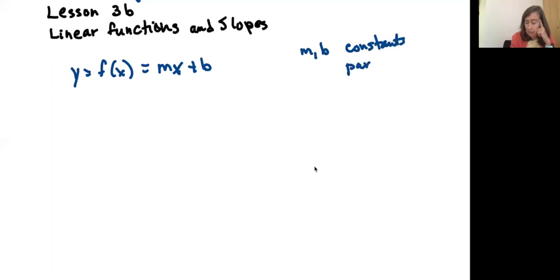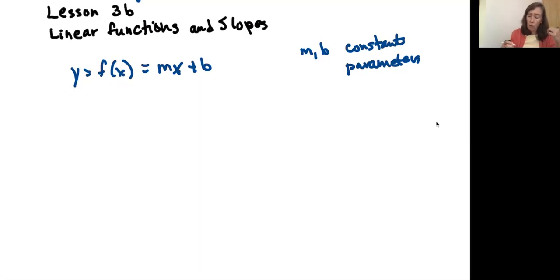or parameters. Sometimes it really bugs people when we say that m and b are constants, because you might be thinking, well, they're variables, right? Why are we calling them constants when they seem like they can vary? You're not wrong about that, but in the context that we're looking at here, because x and y are the variables we're interested in, they're the real variables.